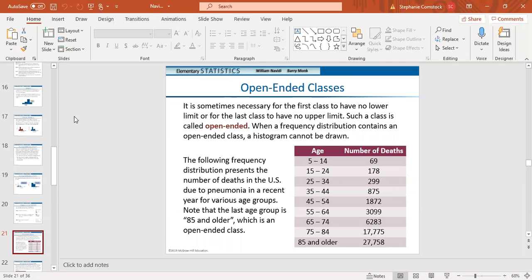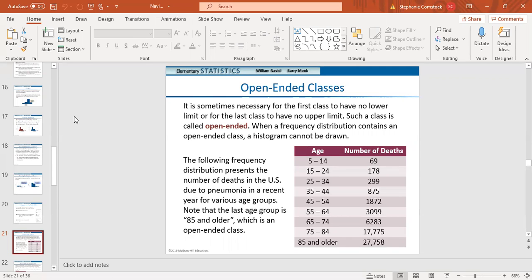Then we get up here to the top end, and instead of doing 85 to 94 and 95 to 104 and 105 to, so on and so forth, we're now doing this where we just lump everything that's 85 and up, or 85 and older. That is considered an open-ended class. We're not keeping the same pattern going.